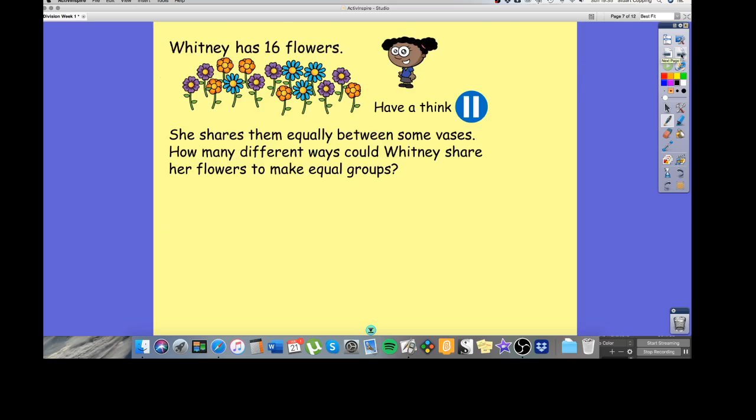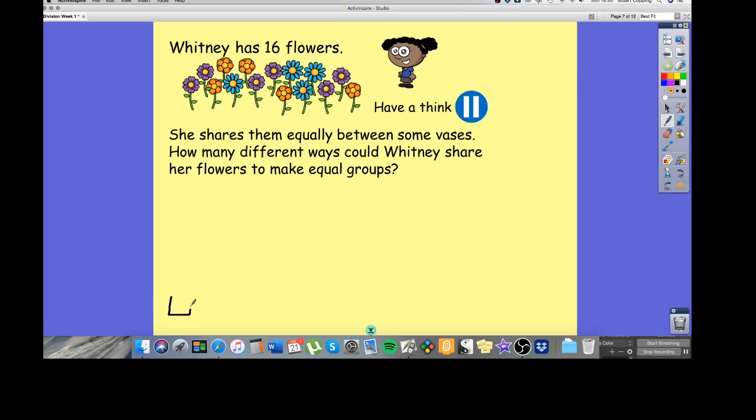Right then. So I want you just to pause the video in a minute after I've explained this and have a go. You're going to need 16 objects this time. Whitney has 16 flowers. She shares them equally between some vases. How many different ways can Whitney share her flowers to make equal groups? Okay, so how many vases is she going to need? So you've got to pick a number.